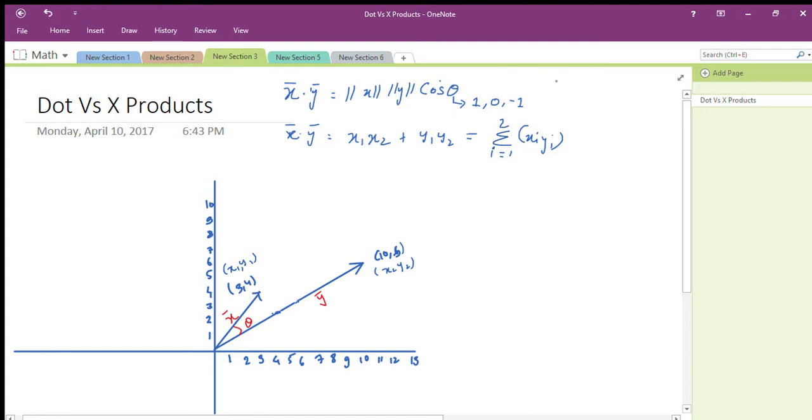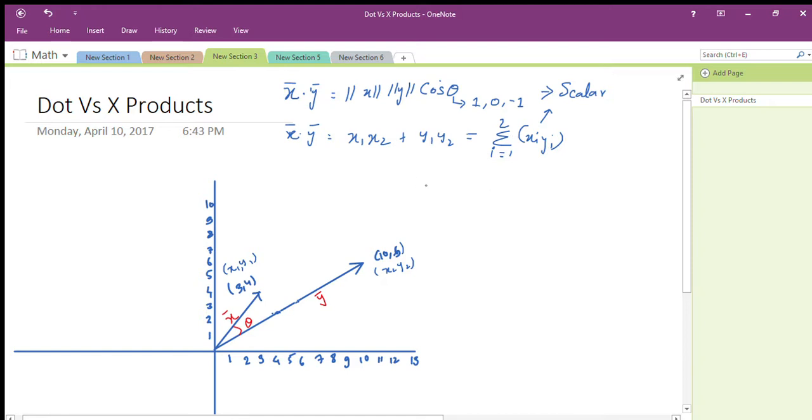So what is this? Finally, the dot product is a scalar. It's just a number, right? It's just a number. That's what it gives you. Even from here, you would see that you would just get a number. So this is your dot product.